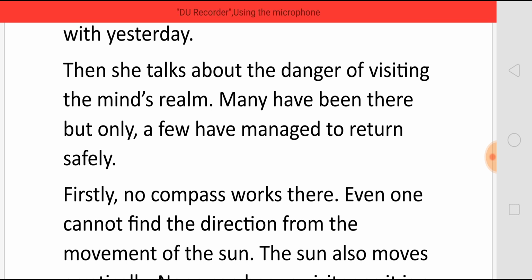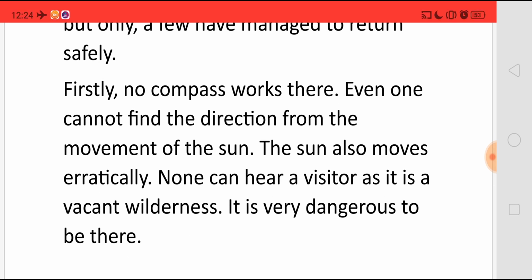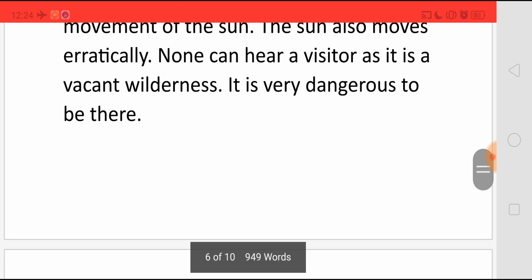Many have been there, that is, many have tried to reach the mind's realm, but only a few have managed to return safely. Firstly, no compass will work there. One cannot even find the direction from the movement of the sun, because the sun also moves erratically in the mind, and they cannot hear any visitor because it is a vacant wilderness. Only they are there in their mind, and it is very dangerous to be there.